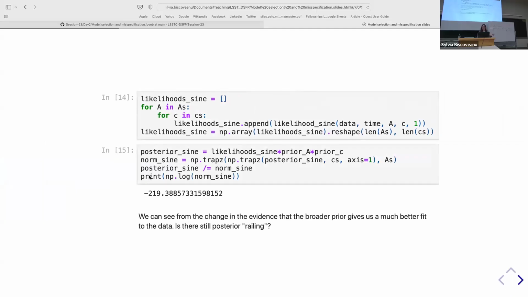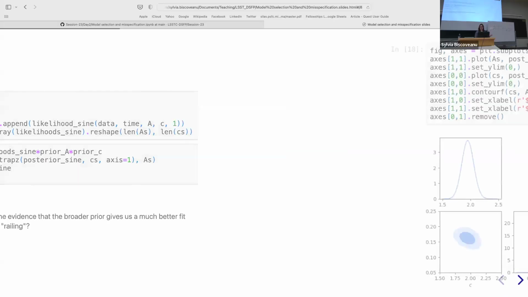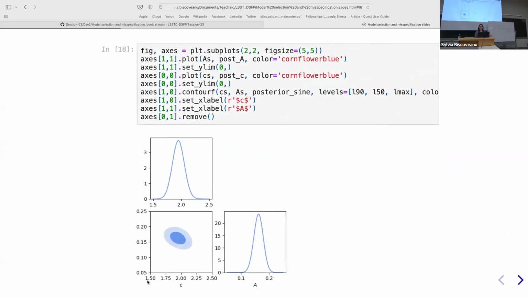So we go through this process again, and we see that we have now calculated a much higher evidence. This is a good sign. Before, we had chosen a bad prior, we got a low evidence because the allowed range of values of this angular frequency parameter did not provide a good fit to our data. We've now broadened our prior, and we can see that we've gotten a better fit for the data. We can verify this visually. So now we have a fully bounded posterior on this angular frequency parameter. There's no more prior railing, so we know we've chosen a good prior.